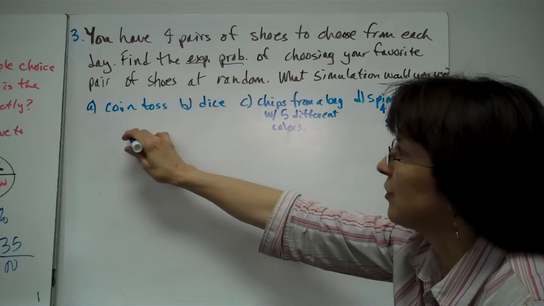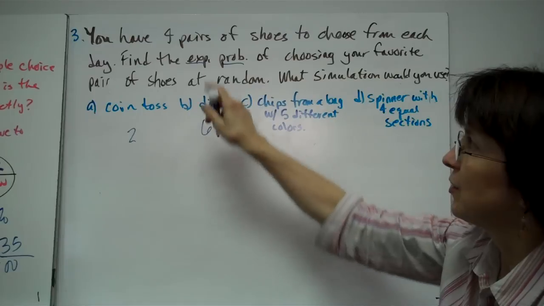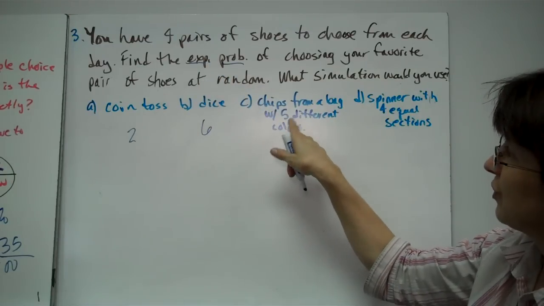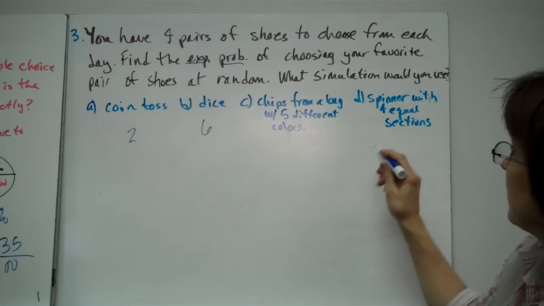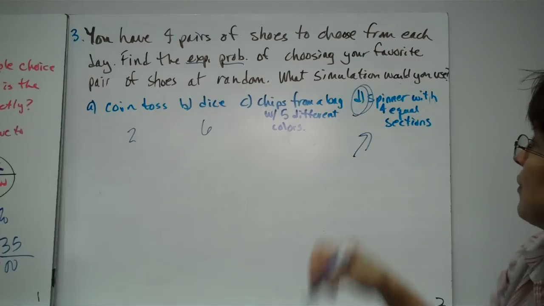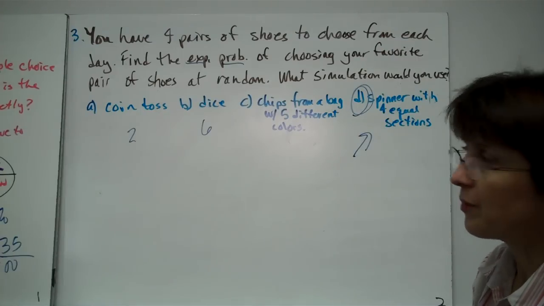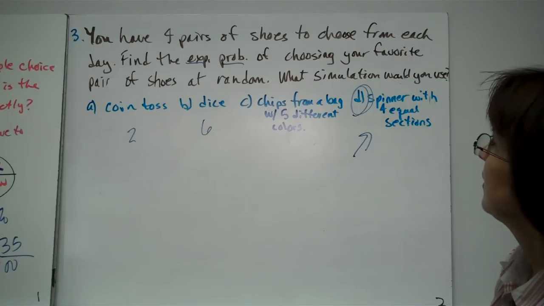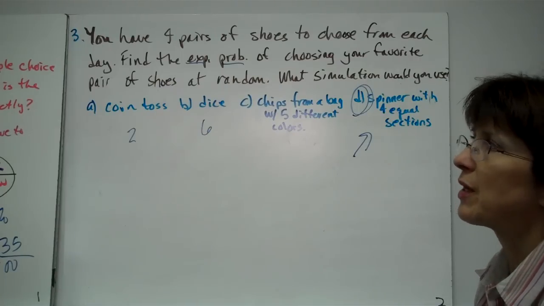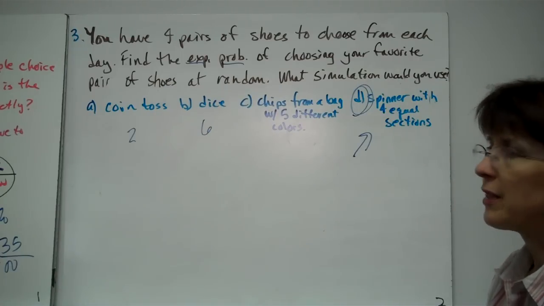You wouldn't do the coin because that's only 2 choices. The die is going to be 6, and you have only 4 pairs. You don't do the bag with 5 colors because you need 4. So this would be the one you'd have to pick: the spinner with 4 equal sections, just like the first problem that we did. We're going to do more of these and experiment around a lot in class, and I think you'll be able to understand it better.